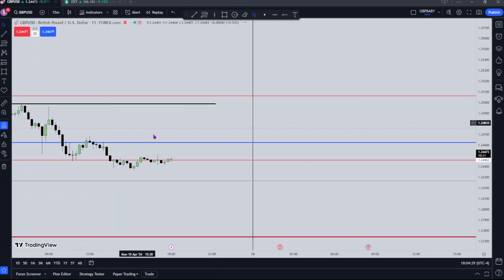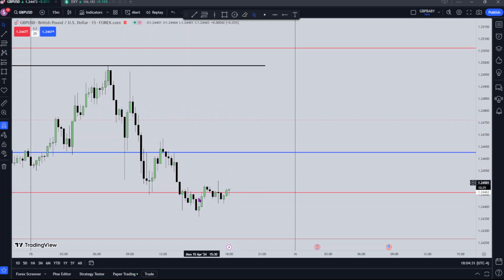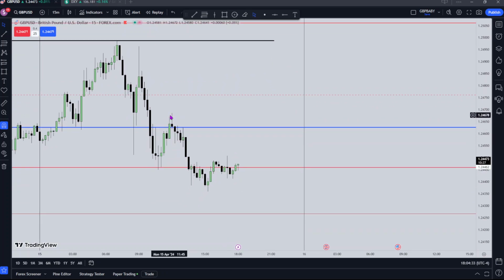So hope that all makes sense. Let's go to the 15-minute. You can see we're just kind of consolidating at this level, but generally speaking, price shouldn't need to come back above here if we're going to be heading lower. If it does, so be it.